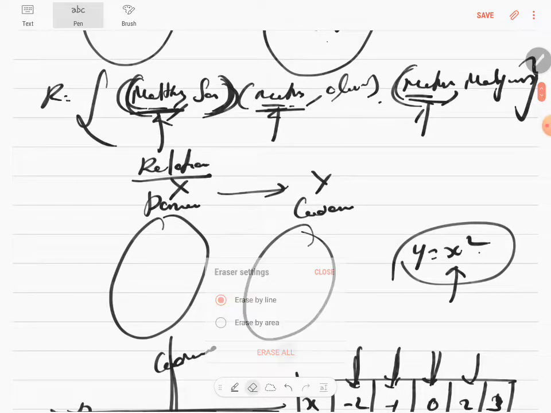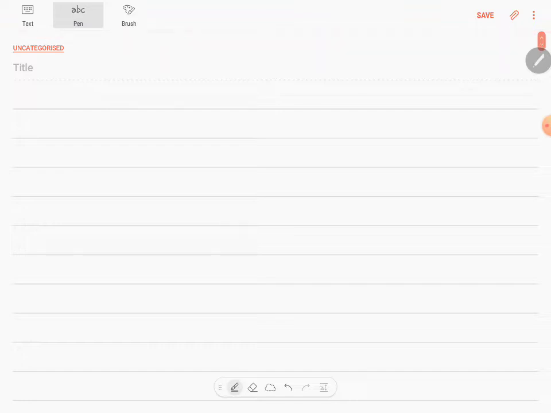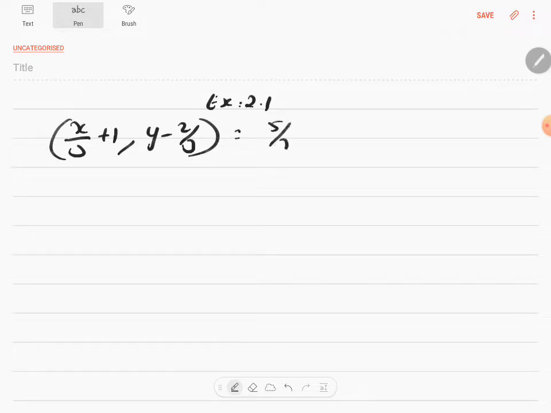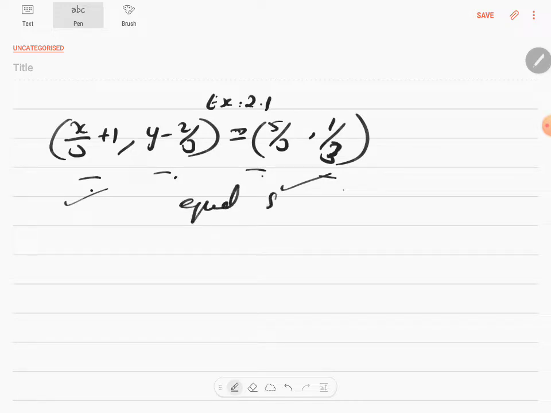So now that you've understood what is a relation and function, let's do the exercise. Let me do exercise 2.1. So this is x by 3 plus 1 comma y minus 2 by 3 is equal to 5 by 3 comma 1 by 3. It has got an equal number of elements. This is x and y, this is x and y. If they give equal to, it's called equal sets. This set is equal to this set. So therefore you can equate this to this and this to this.